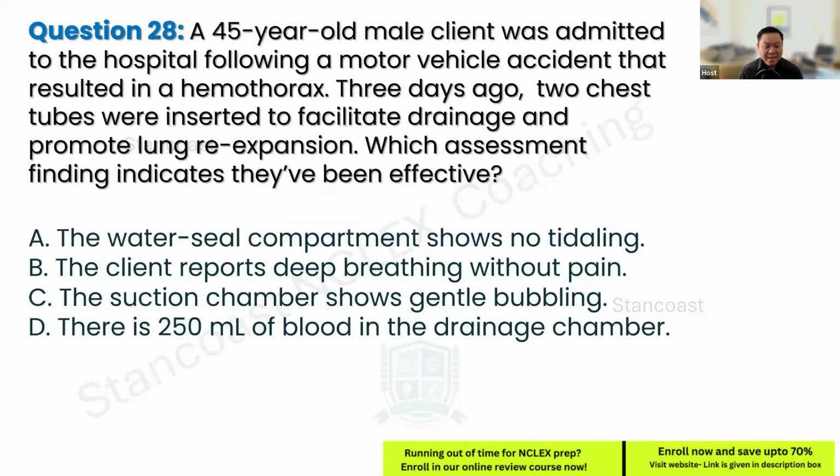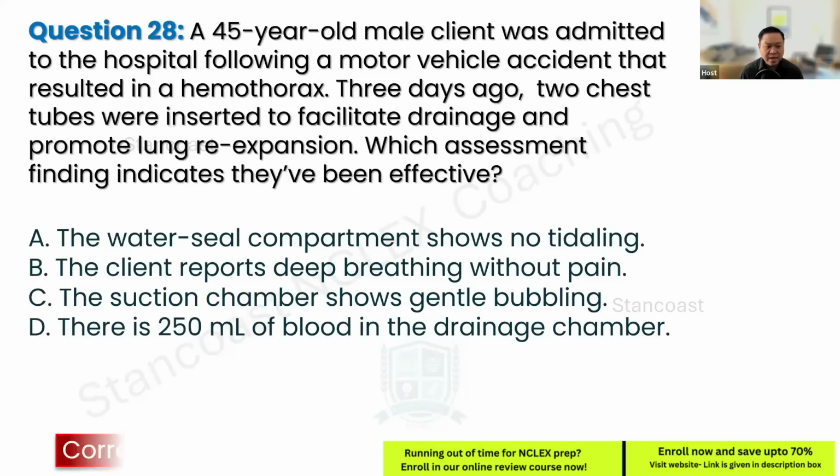Number 28. A 45-year-old male client was admitted to the hospital following a motor vehicle accident that resulted in a hemothorax. 3 days ago, 2 chest tubes were inserted to facilitate drainage and promote lung re-expansion. Which assessment finding indicates they've been effective? A. The water seal compartment shows no tidaling. B. The client reports deep breathing without pain. C. The suction chamber shows gentle bubbling. And D. There is 250 mLs of blood in the drainage chamber.